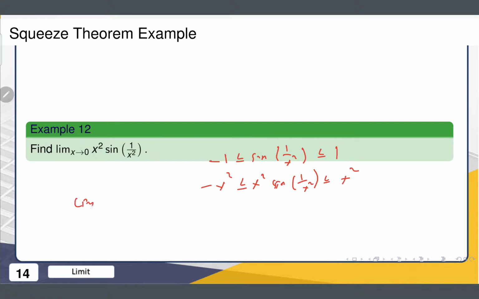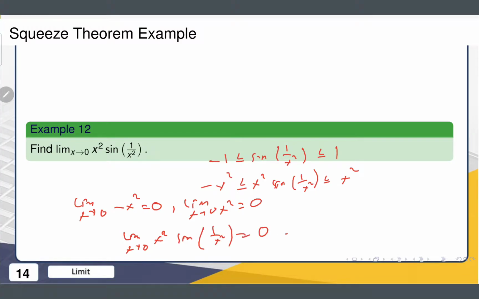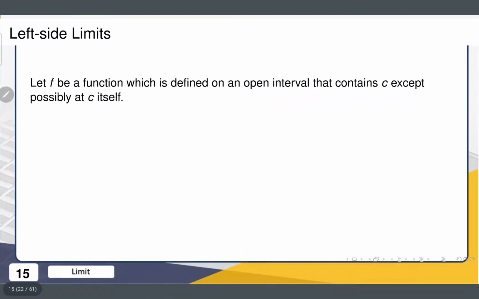So if we see here, the limit as x approaches 0 of -x² is equal to 0. And this one also, the limit as x approaches 0 of x² is also 0. Then we have the limit as x approaches 0 of x² sin(1/x²) is equal to 0. So that's the example.